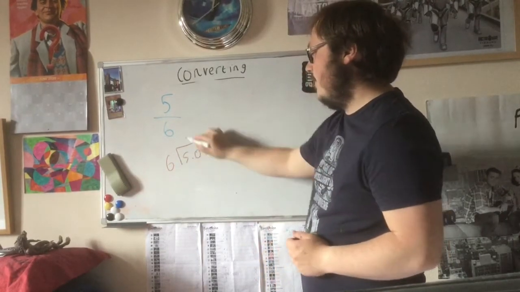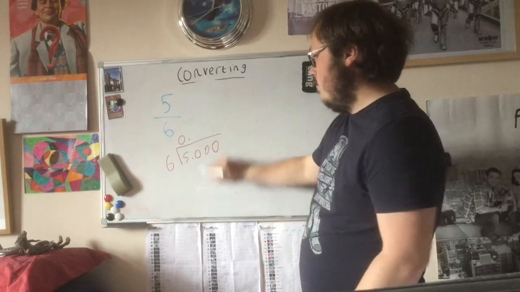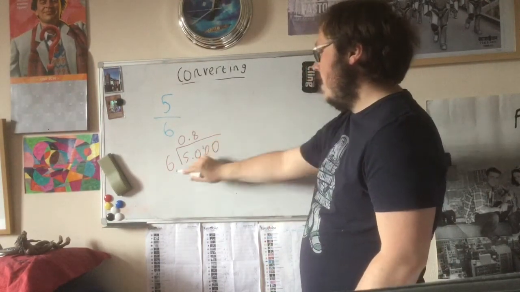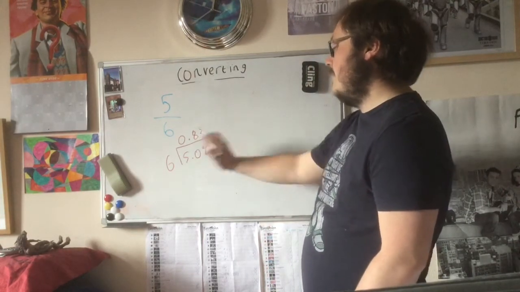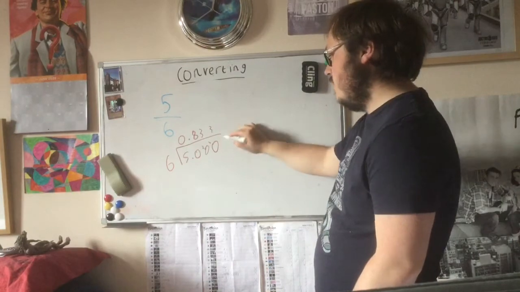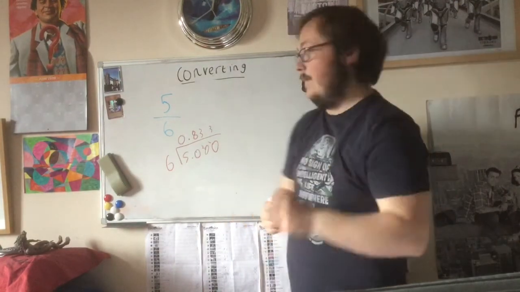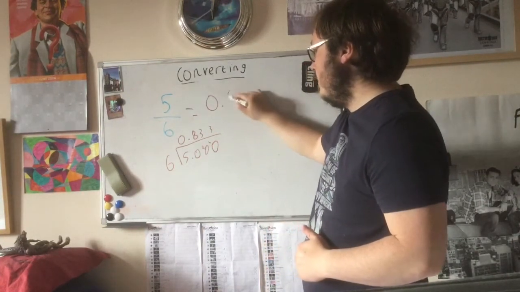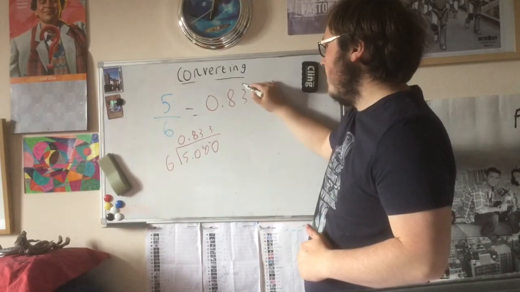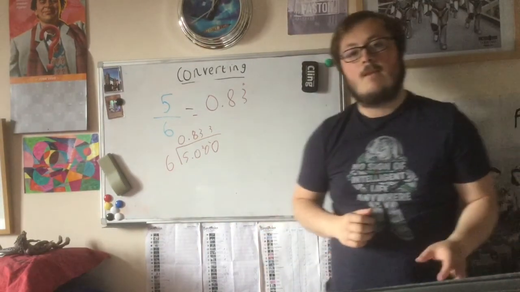How many 6s go into 5? 0 with a remainder of 5. How many 6s go into 50? Well, 8 with a remainder of 2. How many 6s go into 20? Well, 3 with a remainder of 2. And we can already tell from this that it's going to be recurring. So 5 over 6 into a decimal form is 0.83 with the 3 being a recurring decimal.